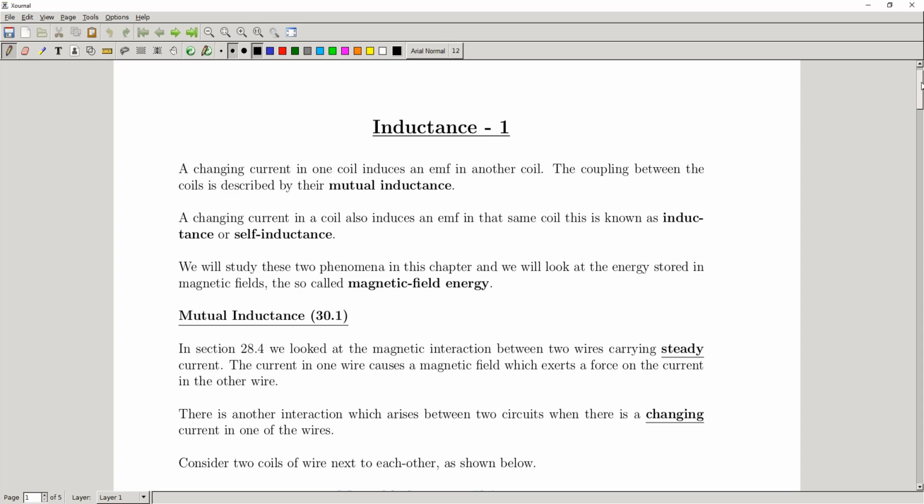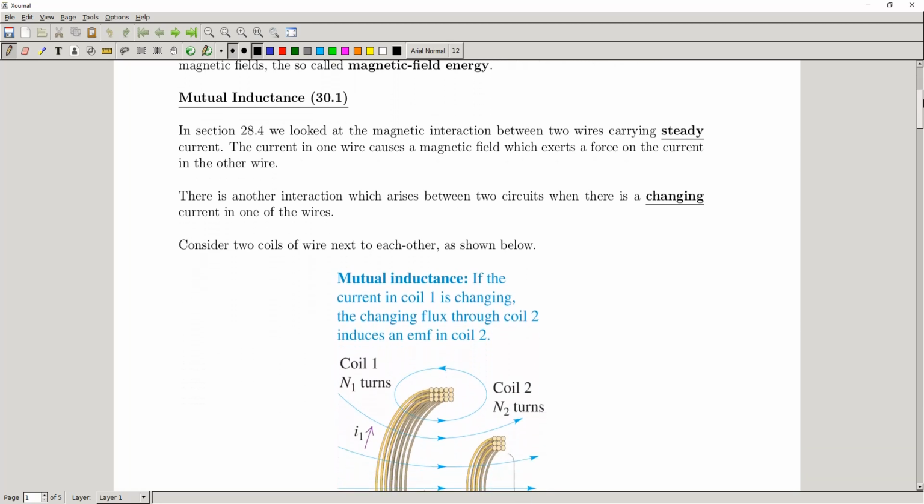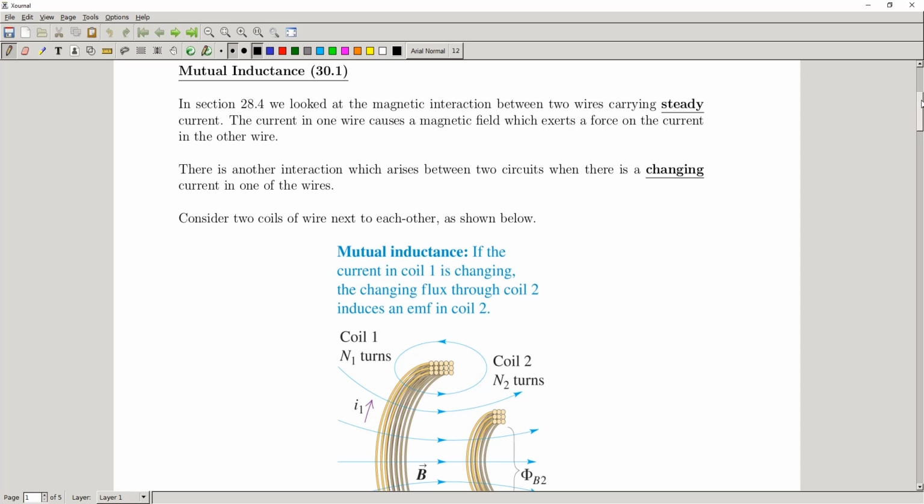We're also going to discuss in this chapter how the change in current in a coil also is going to induce an EMF in that same coil. Okay, and that's going to be called inductance or self-inductance. That's going to be the topic of our next video. And in this chapter, we're also going to talk about the energy stored in magnetic fields. This is the so-called magnetic field energy, and that'll be the topic of likely our third video. Okay, so we'll get to those in a bit, but for now, we're going to be focused on mutual inductance. That's the topic of section 30.1 from the text, and so let's get into it here.